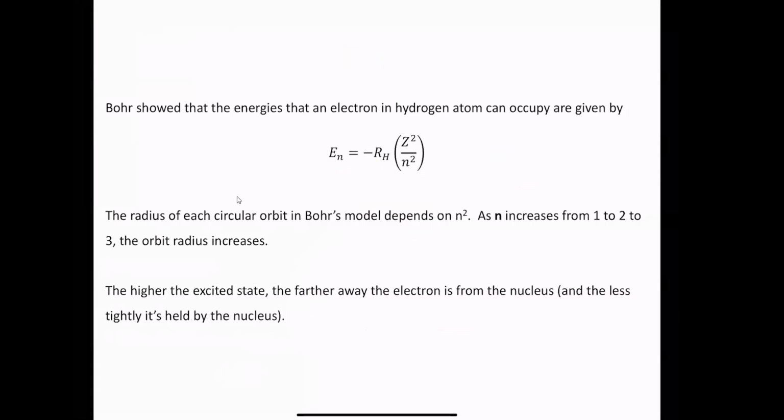Again, in the excited state, n is going to be a larger number. In the ground state, it's going to be a lower number than the excited state. So we're talking about change in energy.